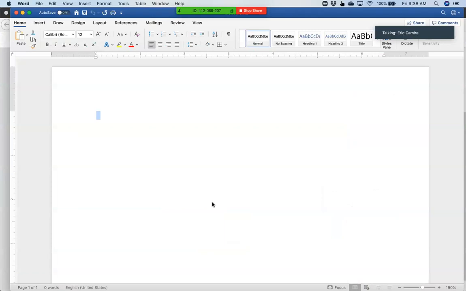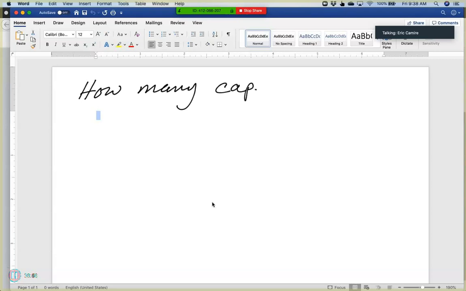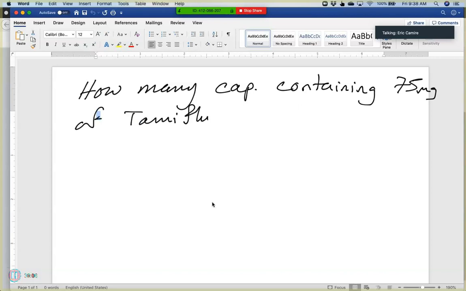So let's take a look at what it was asking us to do. So effectively, it's asking, how many capsules can I make, each containing 75 milligrams of Tamiflu, from 155 grams of star anise?